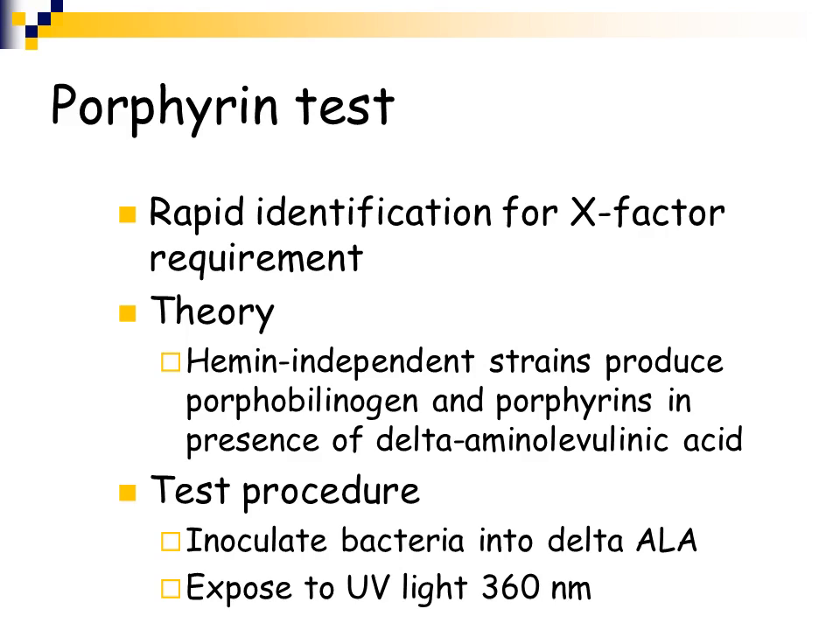Another test that used to be done in the clinical laboratory that's no longer done is the porphyrin test, and this test identifies the X factor requirement. What you would do is take a hemin-independent strain, which produces porphobilinogen and porphyrins in the presence of delta ALA, or delta aminolevulinic acid. So you would take your bacteria and inoculate it into a delta ALA media. You'd incubate it first, usually for about 4 hours, and then expose it to UV light.